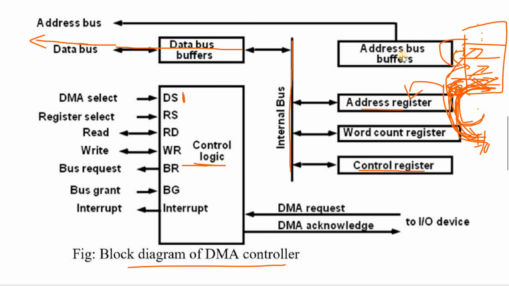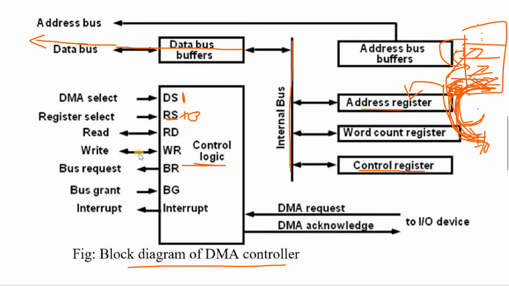Register select means which register we are going to select; the type of status is selected. That means register transfer or IO transfer. The type of status is held by this one. If it is a register transfer, it is equal to 1. If it is equal to 0, that means it is a memory transfer or IO transfer, IO to memory or memory to IO transfer. The type of transfer is carried by using register select.